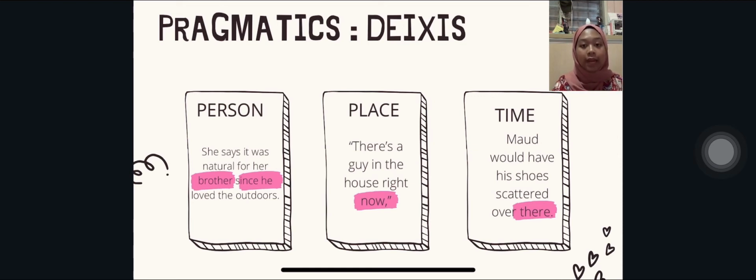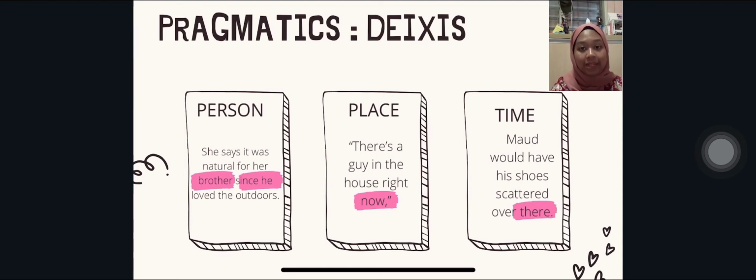Under the subtopic of person, for instance, we have, she says it was natural for her brother since he loved outdoors. He refers to her brother. And the next, for time, for example, we have, there's a guy in the house right now. Right now refers to time. And last but not least, place. For example, Maud would have his shoes scattered over there.